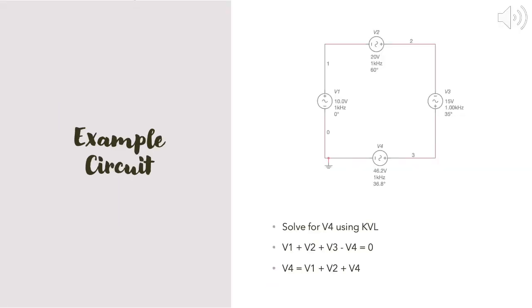Here we will look at an example of an application of KVL in a simple AC circuit. We have the phasor form of three known voltages and another voltage with unknown magnitude and unknown phase. By KVL, we know that the sum of all the voltages in this loop will be equal to zero. As V4, the unknown, is of opposite polarity to the other voltages, we can equate it to their sum. We now have an equation that we can process to find the unknown voltage.